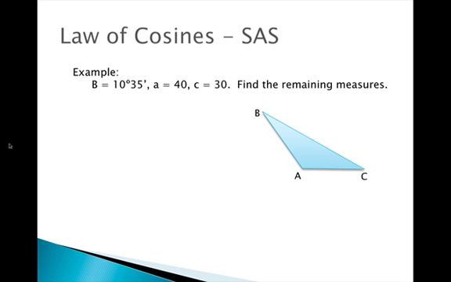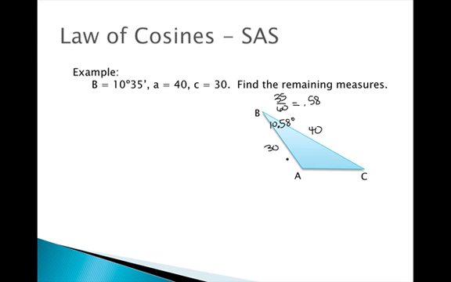Okay, so now we're going to move on to another example. Here we've got triangle ABC, and we're given an angle measure and two side lengths. So we've got the example of side, angle, side. So we have our information here where angle B is 10 degrees and 35 minutes. Let's quickly change that to a decimal. It's easier to deal with. So instead of 35 minutes, we're going to use 35 over 60, and that gives us 0.58. So it was actually 10.58 degrees that we're going to be looking at for angle B. And we know side length A is 40 and side length C is 30.